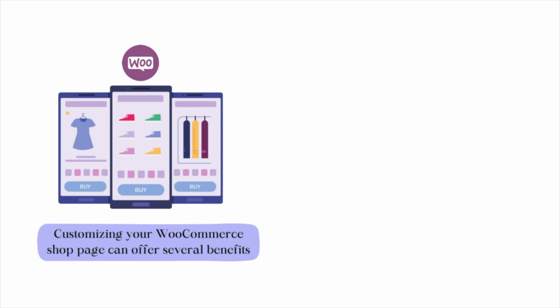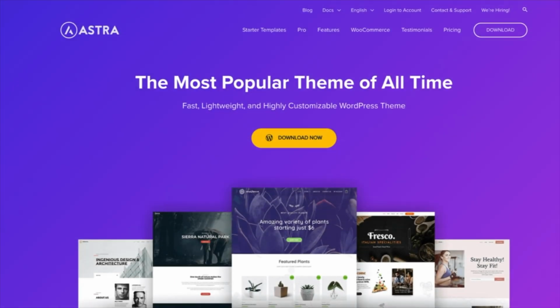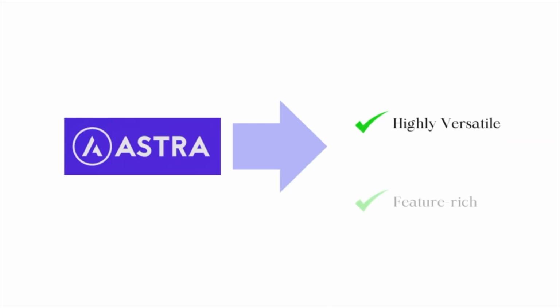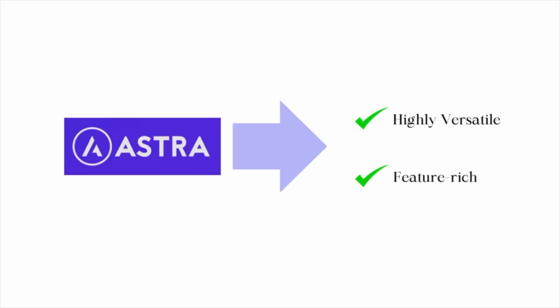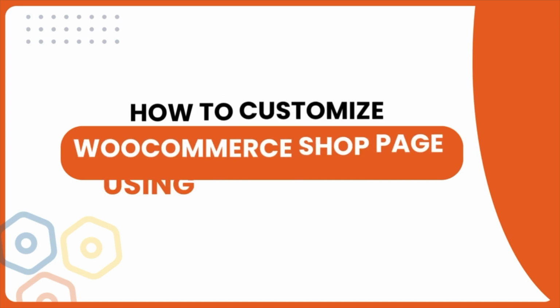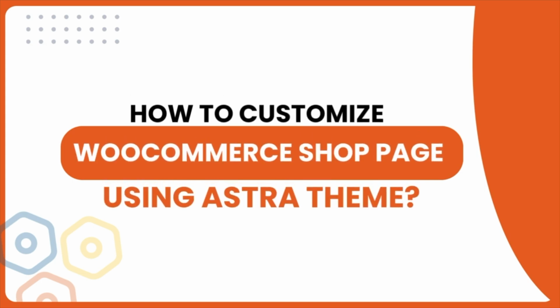Customizing your WooCommerce shop page can offer several benefits, enhancing both the user experience and the overall branding of your online store. Now, using the Astra theme offers several advantages. Astra is a highly versatile theme. It is also a feature-rich WordPress theme. Thus, in this video, we will be showing you how to customize WooCommerce shop page using Astra theme.